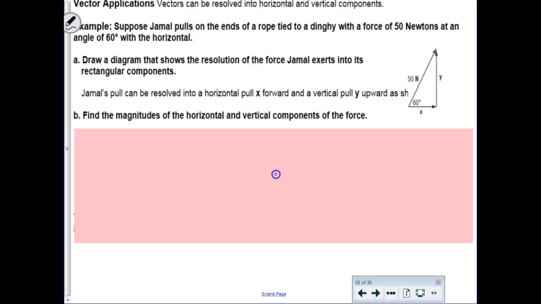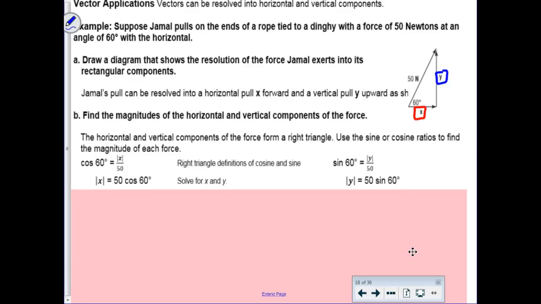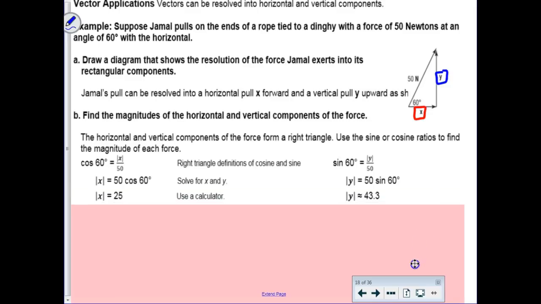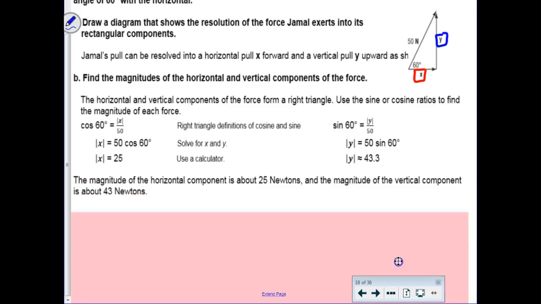Jamal is pulling the ends of a rope tied to a dinghy with a force of 40 newtons at an angle of 60 degrees with the horizontal. So they've already kind of labeled my diagram for me, which was very nice because that's my struggle. And then we are going to solve for the horizontal component and the vertical component. We're going to do the same thing we just did with Heather's problem. And I think this is already done on your paper, isn't it? So, exact same way, guys. Cosine of 60 degrees would be x over 50. Now, they use the absolute value. Don't worry about that notation. It's just indicating it's the magnitude of the horizontal piece. And then same thing for the vertical component, but this time it was magnitude times the sine of 60 degrees. They gave approximate answers.